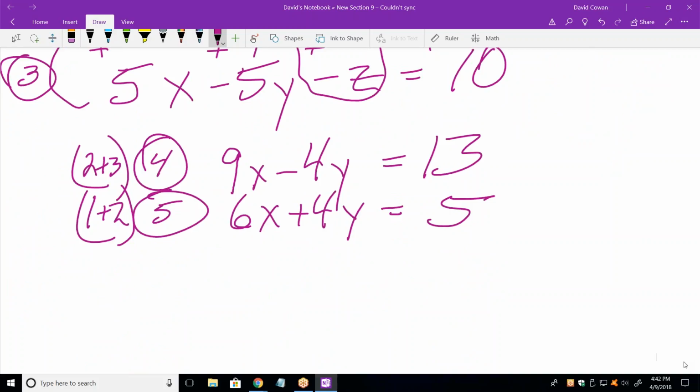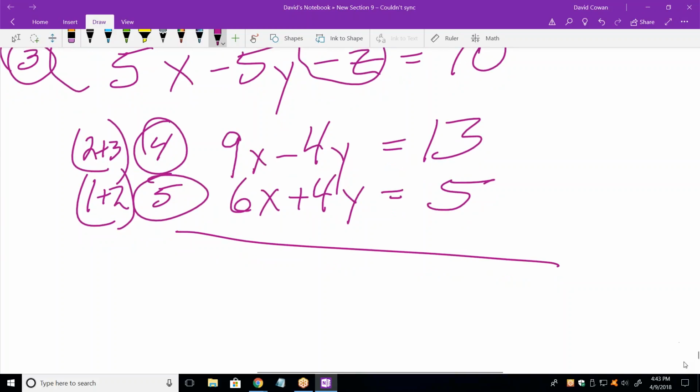We would have to do elimination. The first one, and we would subtract them. Oh, we're not going to subtract. We can eliminate y by adding. Remember that if you have a negative and a positive, when you add those two together, you get 0.